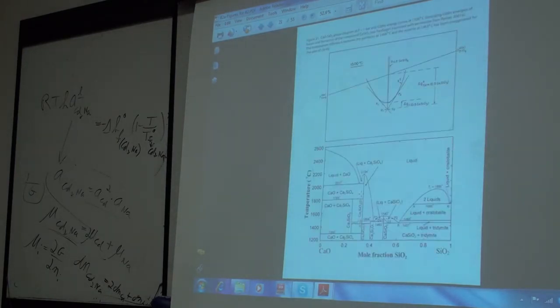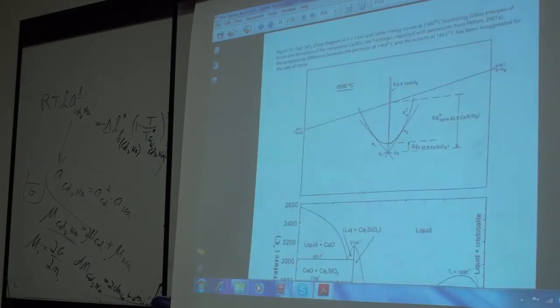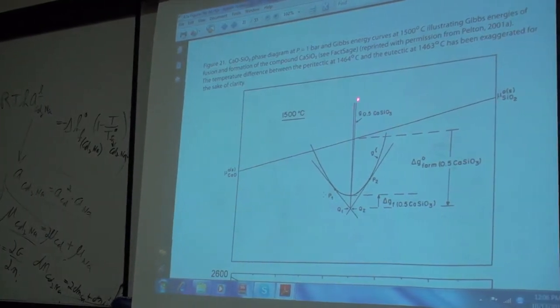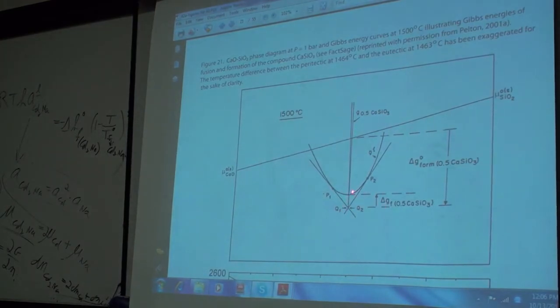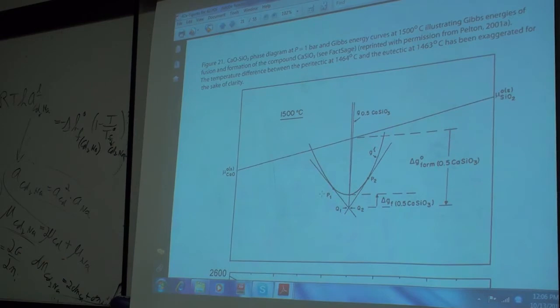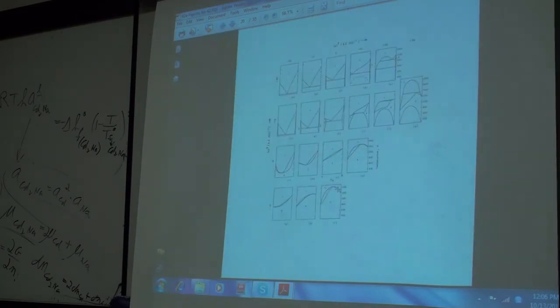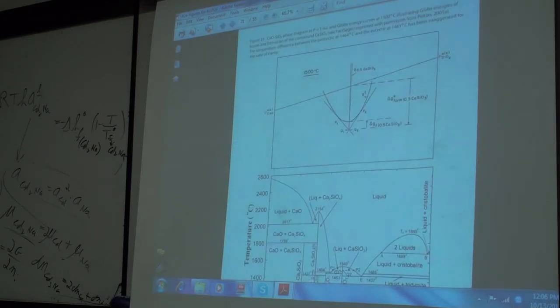Remember, figure 21 here showed you this was for the compound CaSiO3 in that system, a stoichiometric compound. That's the heat of fusion. That was the heat of formation from the solids, and it showed you. Okay, so it gives you the idea of the heat of fusion. So, what figure was that again?